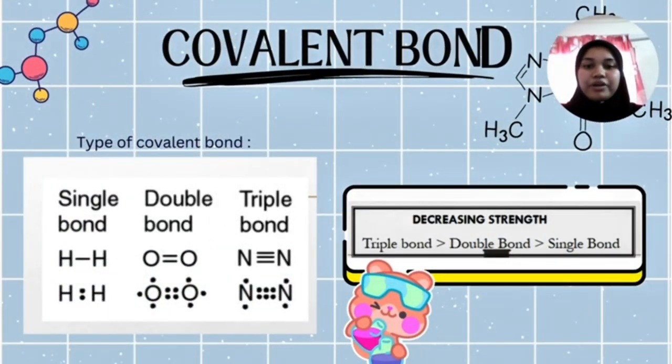Next, covalent bond. Covalent bond has three types of bond, which is single bond, double bond, and triple bond. For decreasing strength, triple bond are the strongest, meanwhile single bond are the weakest.